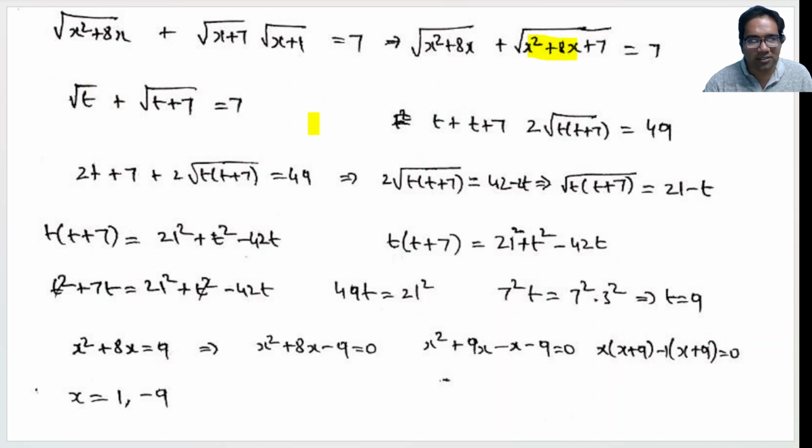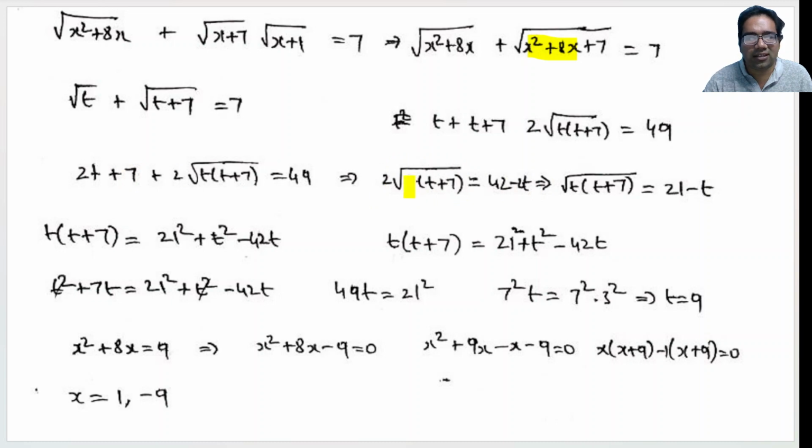But let us also see how we do this. Because this is 9, it is easy and straightforward, but how do we do this otherwise? We'll just square on both sides. Then it becomes t + t + 7 + 2√(t(t+7)) = 49. We'll further simplify this: 2t + 7 + 2√(t(t+7)) = 49. Then 2√(t(t+7)) will become 49 minus 7, which is 42, minus 2t.